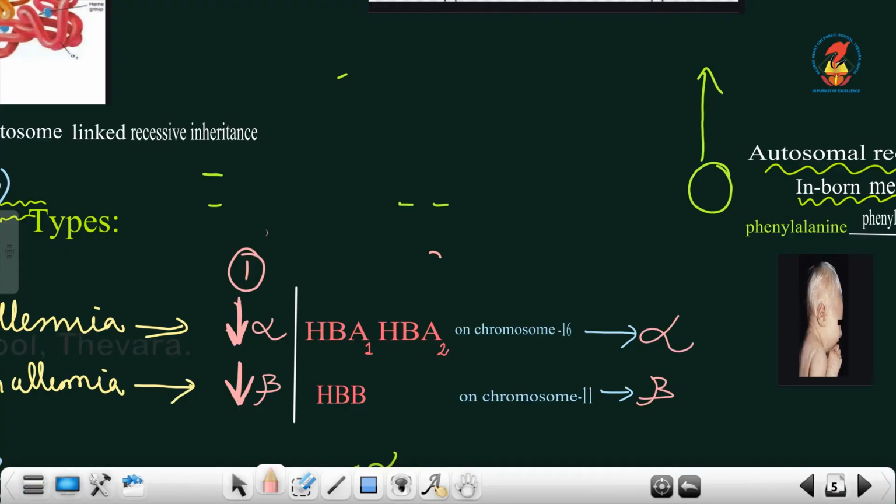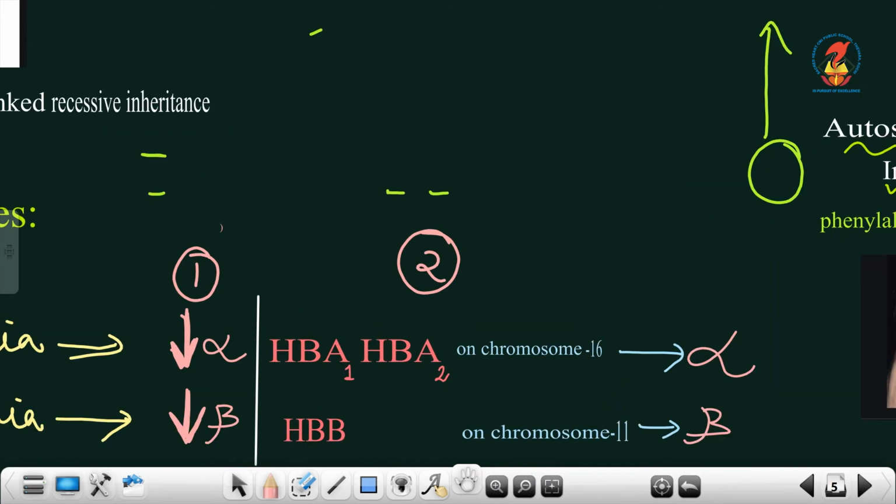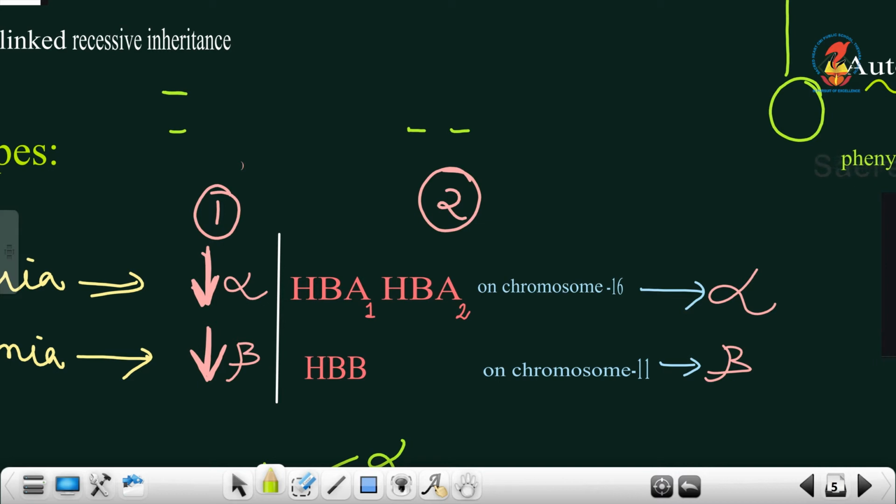The second difference is that alpha thalassemia is controlled by 2 closely linked genes. Alpha thalassemia is controlled by 2 closely linked genes. The names of those 2 genes are HBA1 and HBA2.